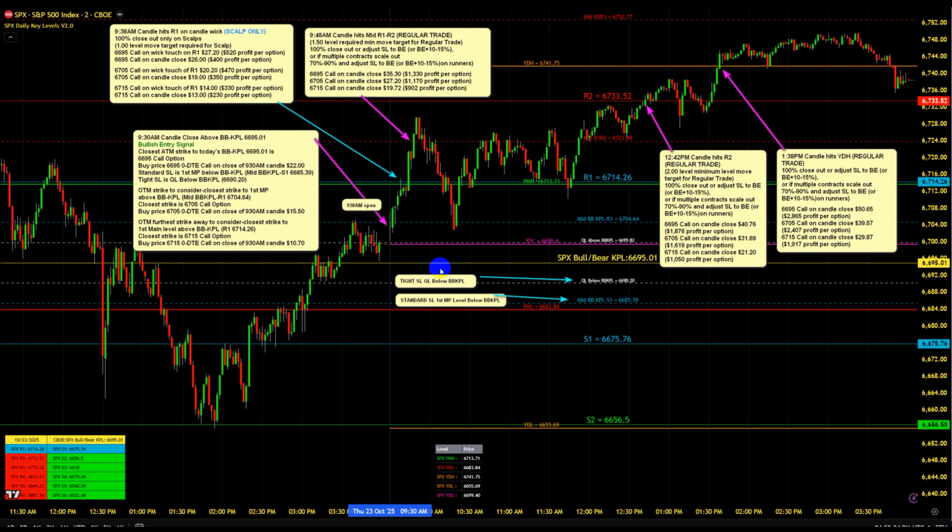Okay, so if you want to take this trade at the 9:30 open, keep in mind with this indicator, there's not a rule or an obligation for this strategy that you have to take the 9:30 opening candle trade.